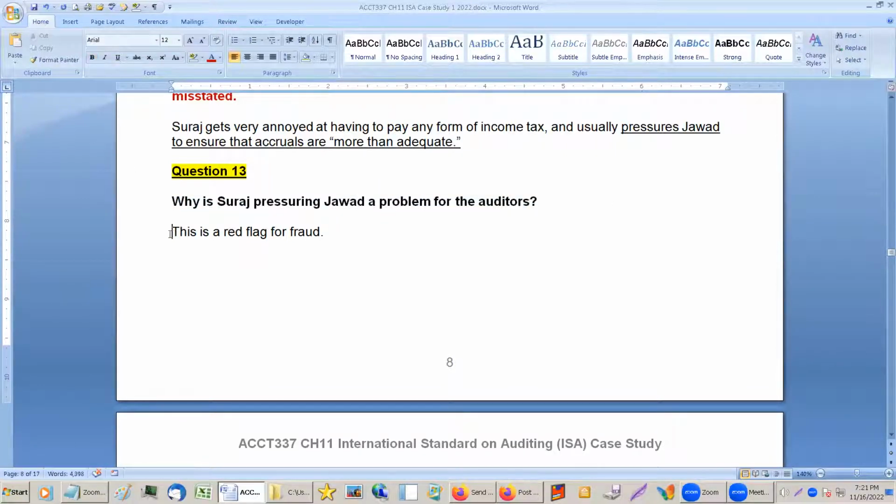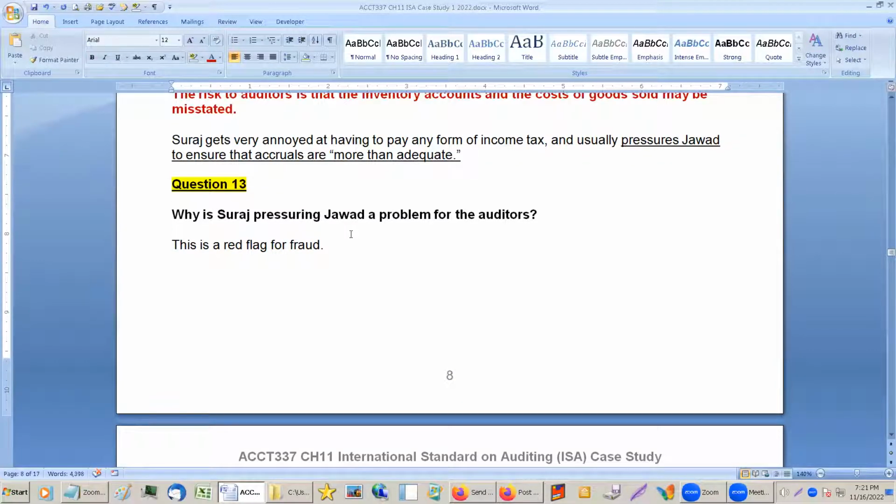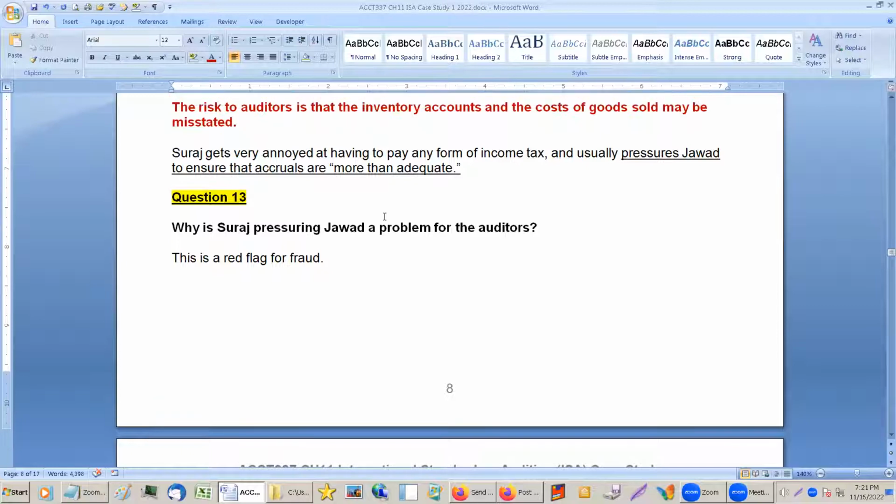This is a red flag for fraud, in that the pressure is coming from somebody who is basically putting their own will on somebody else to create a fraud. Basically, I'm gonna leave it at that.